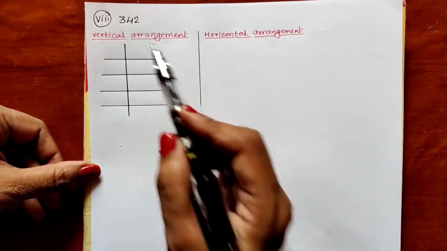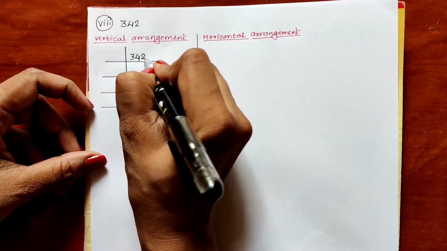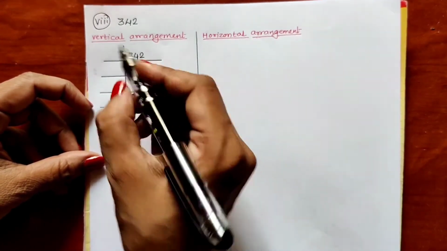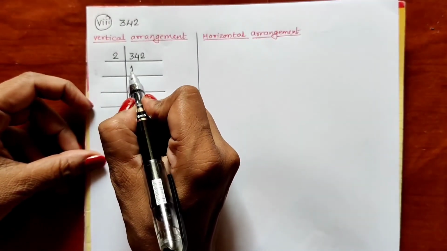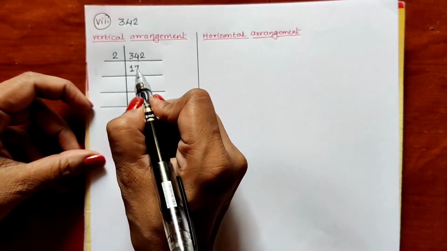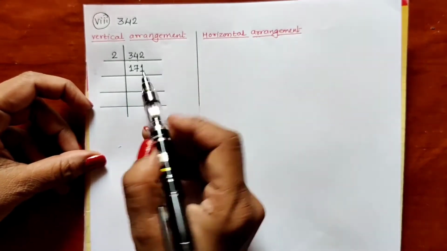Next number is 342. Let us do it in vertical arrangement. 342. 2 is there in the unit place, that means this is an even number which is divisible by 2. Let us divide by 2. 2 ones are 2. 3 minus 2, 1 remaining. This 4 means 14. 2 7s are 14. Then this 2 is there. 2 ones are 2. 171.